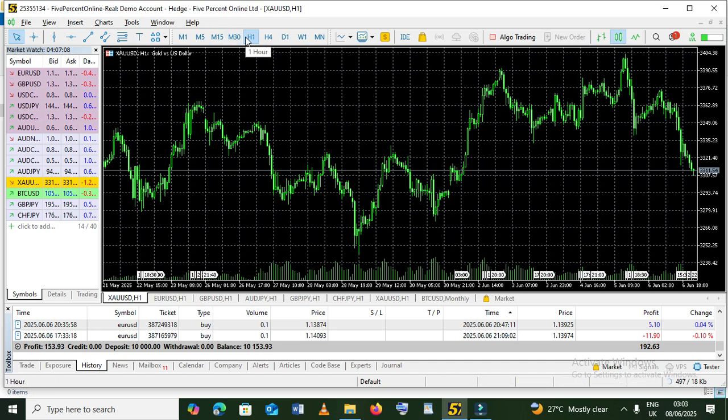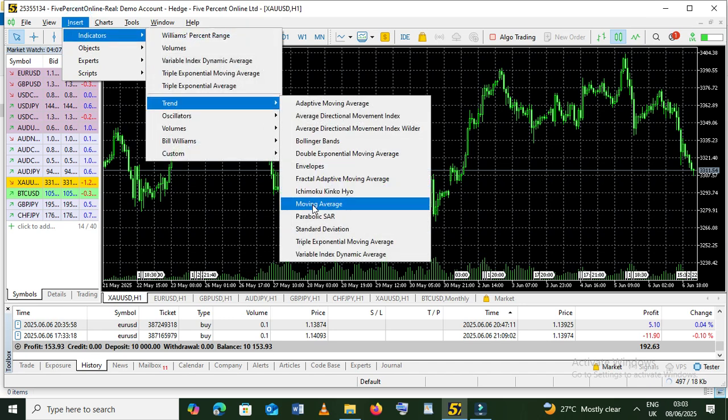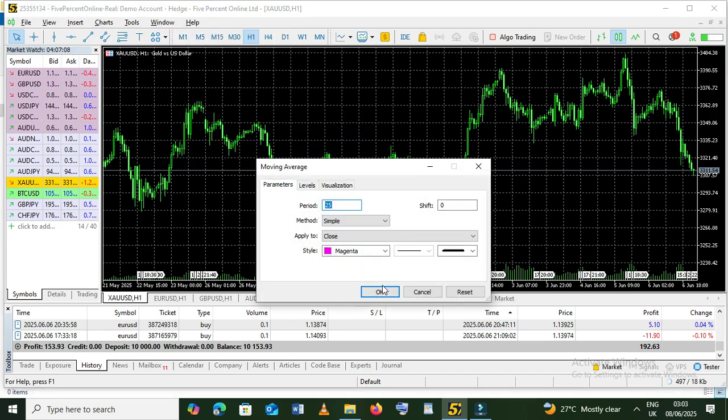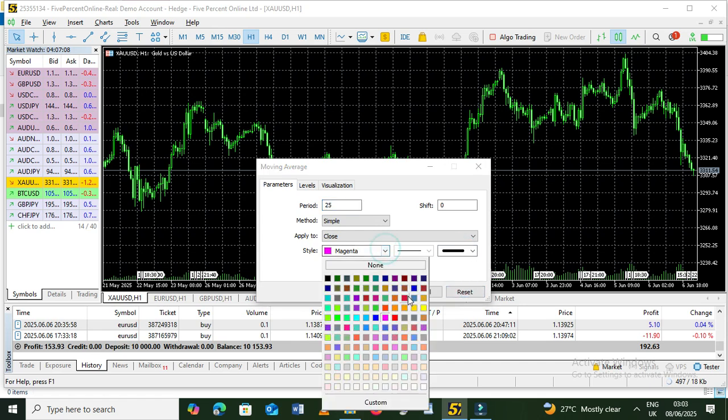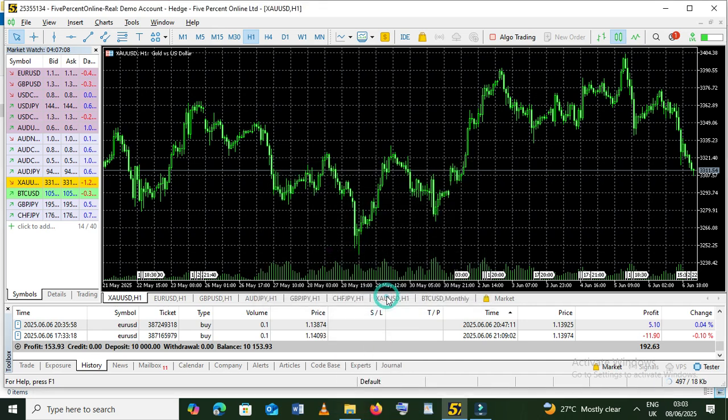So how do you place an indicator? Or even if you know how to place an indicator, let's click on insert, click on indicators. Now we'll go to trend, go to moving average. Click on moving average. Then we can choose this tick bar. Then let's choose the color, set the color to magenta. We are using a 25 period moving average. Let's click OK.